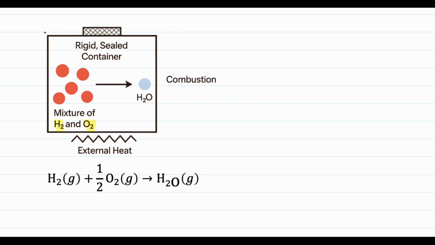Let's study an example of combustion of hydrogen in a rigid container. So, as we can see here, the system is a rigid sealed container that holds a stoichiometric mixture of hydrogen and oxygen, and the system is at constant volume because it is a rigid container, so the volume doesn't change, and the temperature is also constant.